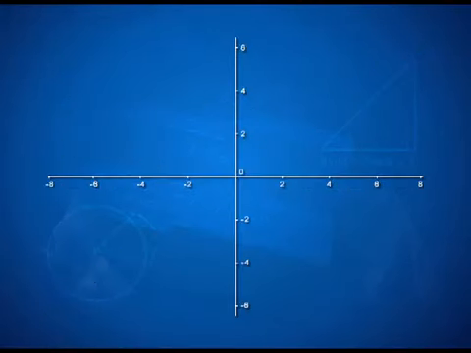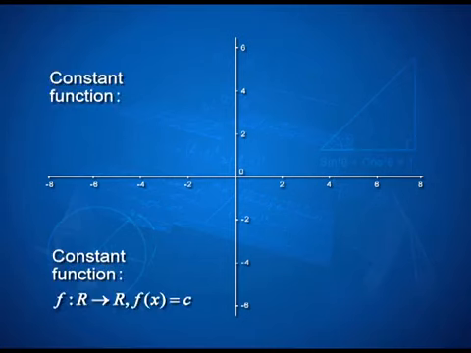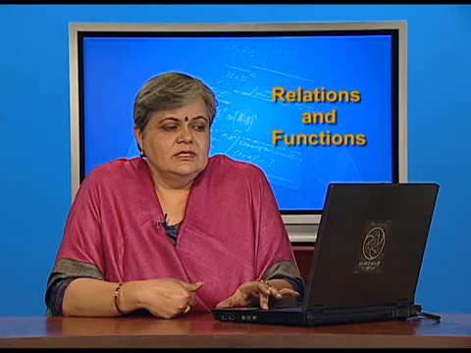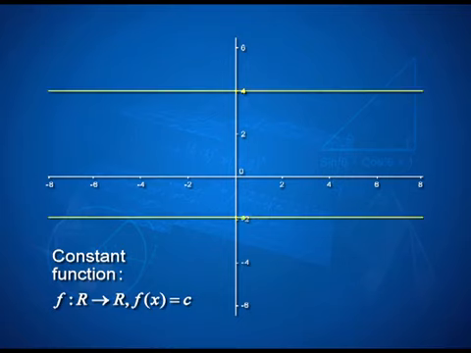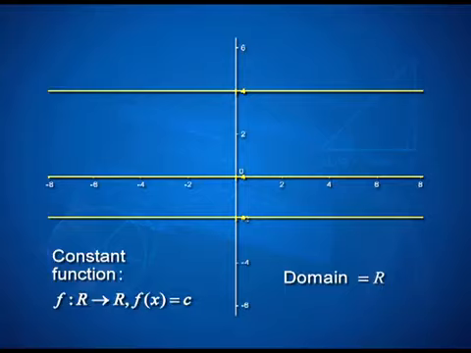Another interesting function is the constant function. Again mapped from real numbers to real numbers, f of x is c. C is a constant that can change. So, I can have c to be -2, I can have it to be 4, or I can even have c to be 0. It turns out to be a straight line parallel to the x axis. What is the domain of such a function? Definitely all the real numbers.